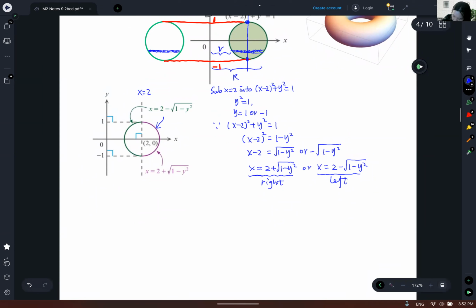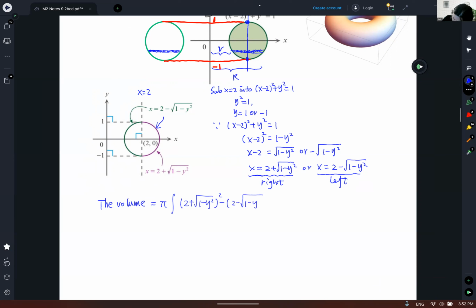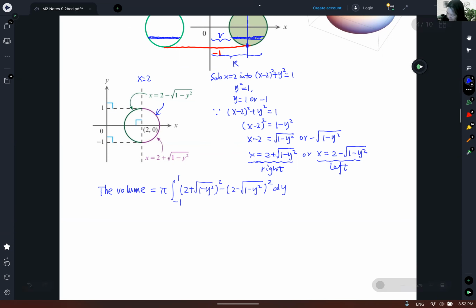when I try to find the volume, it will equal pi r squared, which is the purple line, minus the green line. And from the bottom to the top, from -1 to 1. You get it? And then simplify.